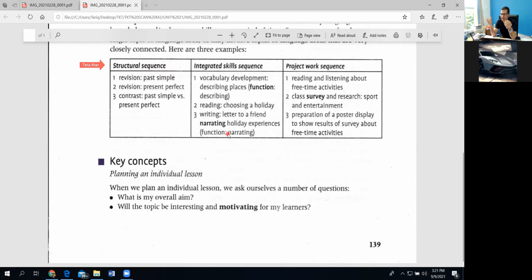Project work: you may give something to the students to prepare by themselves. What could it be? Reading and listening about free time activities; class survey and research, sports and entertainment; preparation of a poster display to show results of a survey about free time activities.